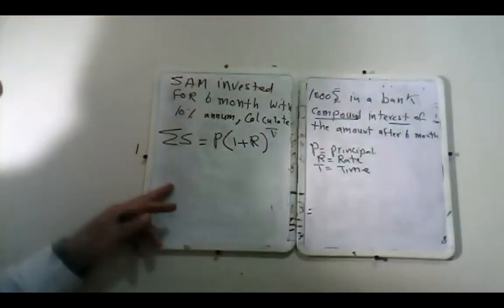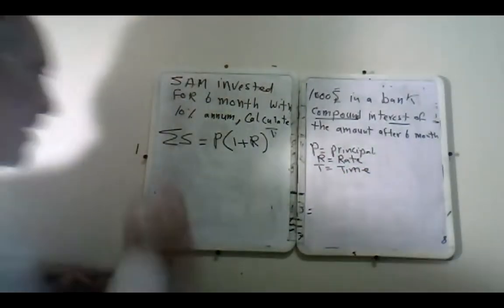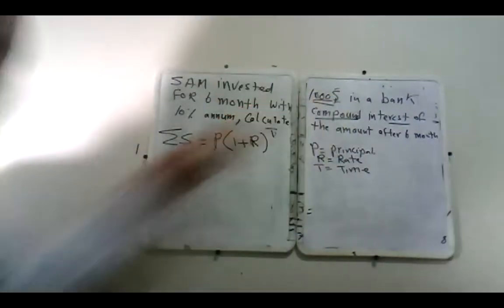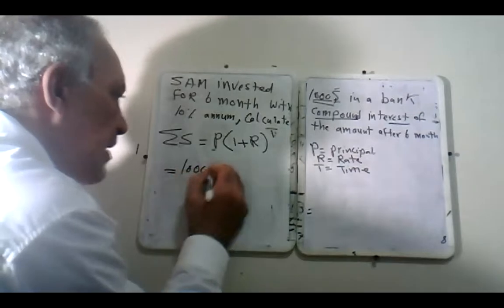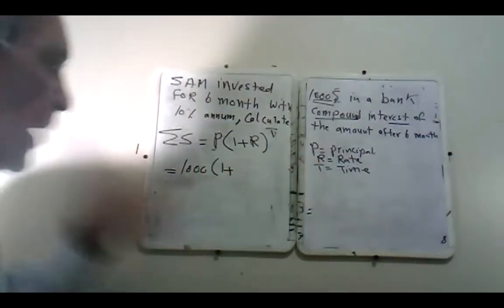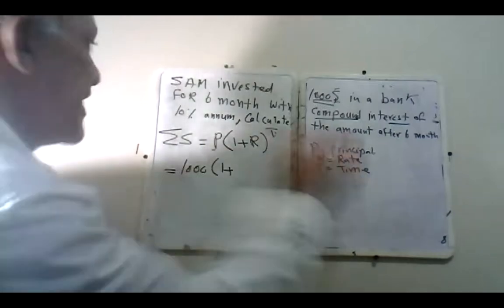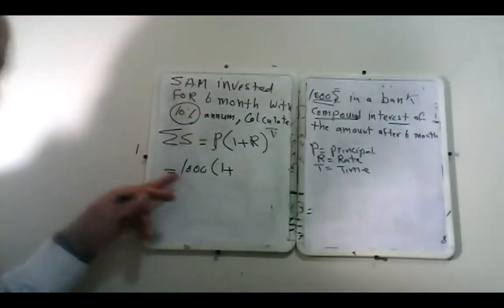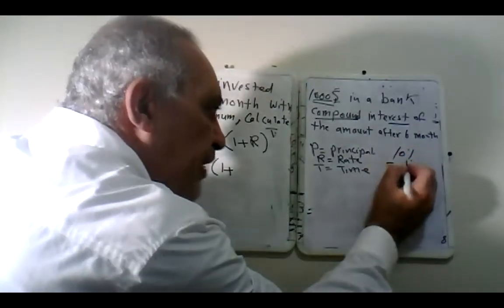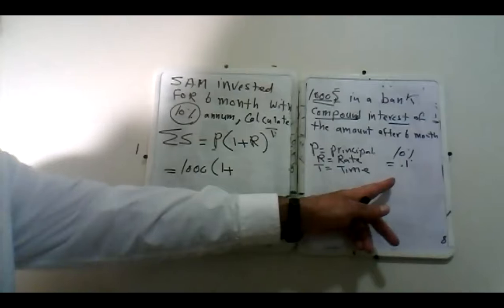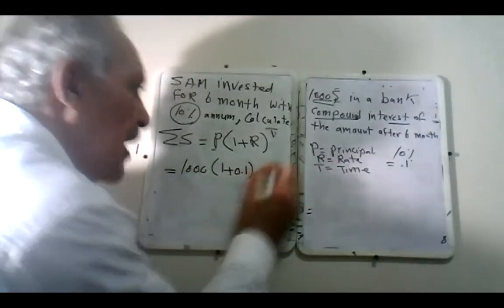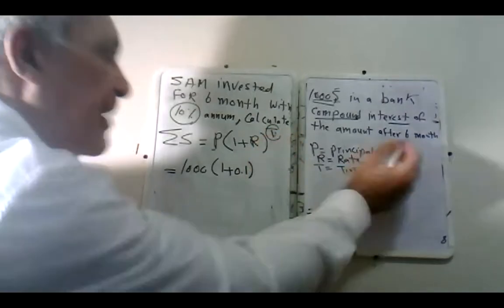Okay, then that will go to the next point. Then I will substitute. The principal is how much? $1,000. The principal is $1,000 multiplied by 1 plus. The 1 is constant, we don't change it. 1 plus the R, the rate of interest is 10%. So 10% equals 0.1. So 1 plus 0.1. The power, or the T, the time, is 6 months.